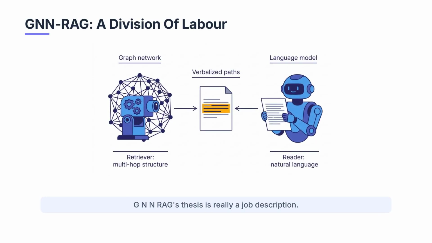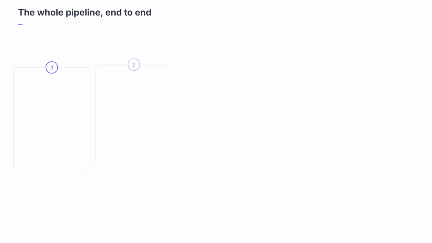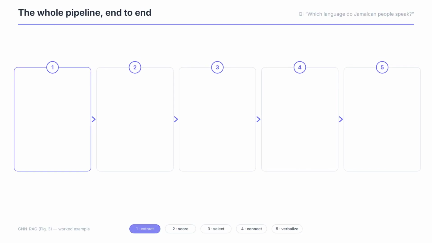GNN-RAG's thesis is really a job description. Graph neural networks are excellent at multi-hop structure and hopeless at language. Large language models are exactly the reverse. So stop asking either one to do the other's work. The network becomes the dense subgraph reasoner, which is to say the retriever. The language model becomes the reader. The interface between them is plain text. 5 moves, and then you are done.